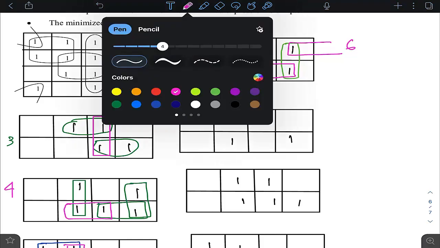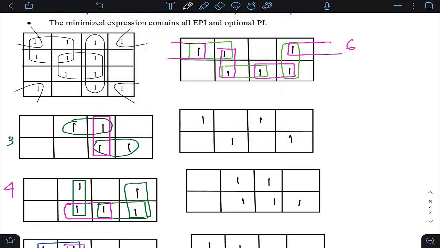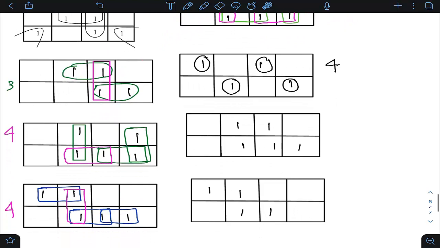In the next one, if you see here, I cannot find any quad, I cannot find any pair. All these will be single. In this diagonal pattern, all are single. So how many groupings have you done? 4 groupings. So the number of PI is 4. You can't have anything else, right? You cannot do any other grouping here.